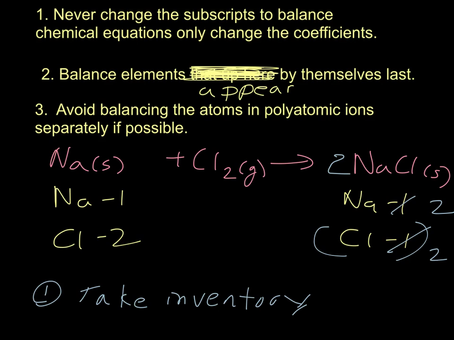So by balancing my chlorine, I unbalanced my sodium. And that's going to be a common theme here. All right, so my chlorides are balanced. Let's take a look at my sodium. I have 2 sodiums over here, 1 over here. What can I multiply 1 by to get 2? 2. So I place a 2 in front of my sodium, and that gives me 2 sodiums. And now I'm balanced. Chemistry's easy, life is hard, yes? Especially if you're Charlie Brown.